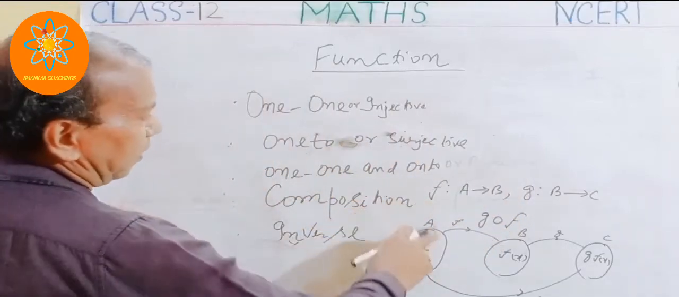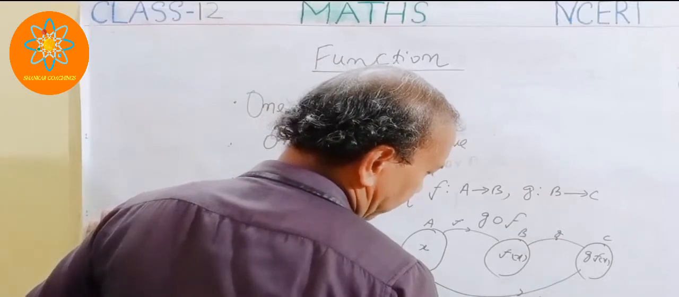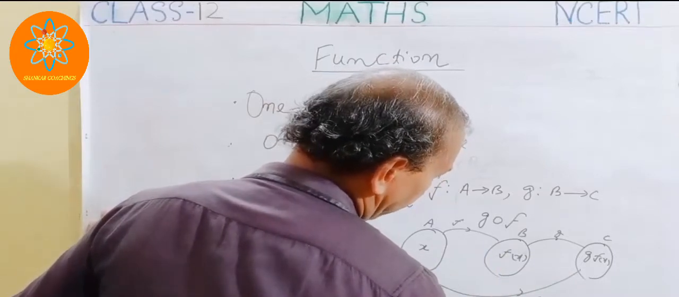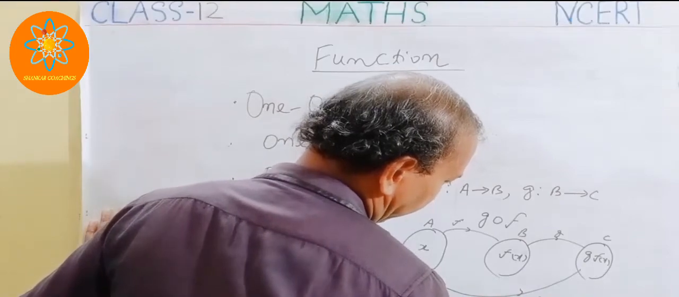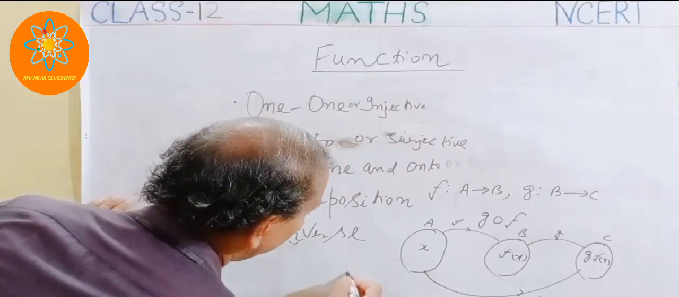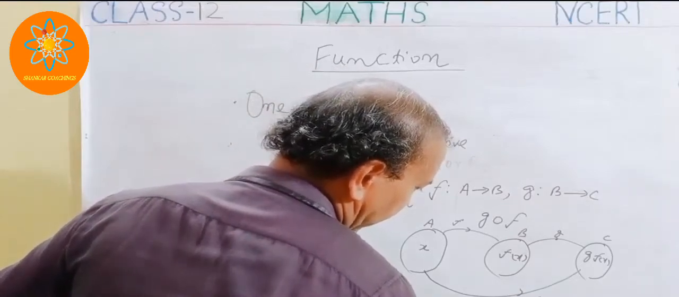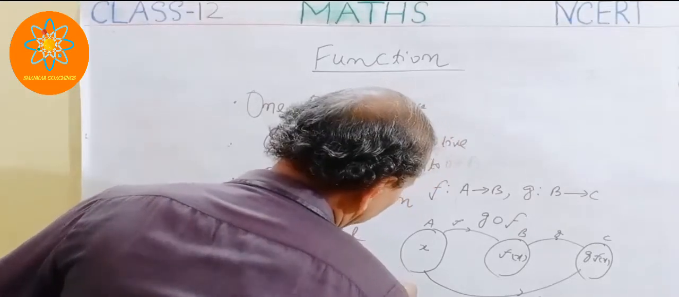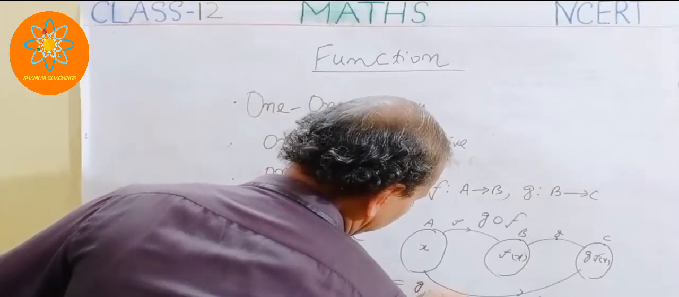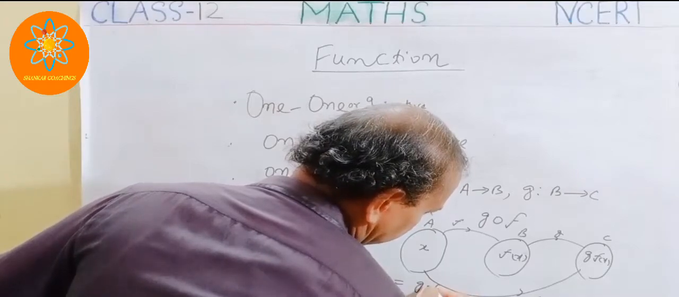So the function is A to B and this is B to C. So the function is defined using F and G, and this will be denoted by G naught F, G composition of F. And G composition of Fx is defined by G of F of x, like this.